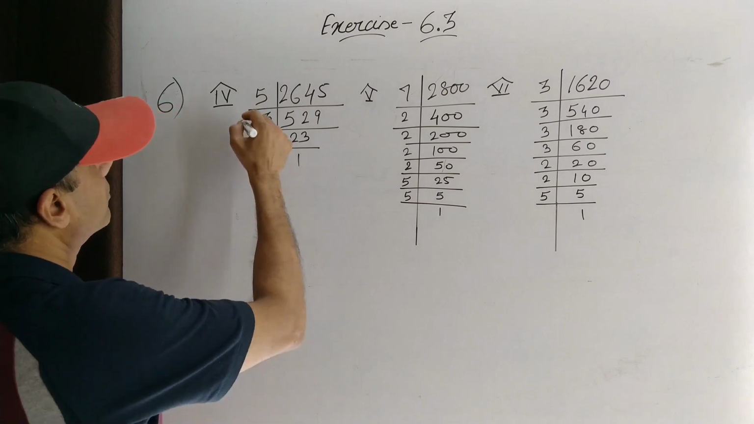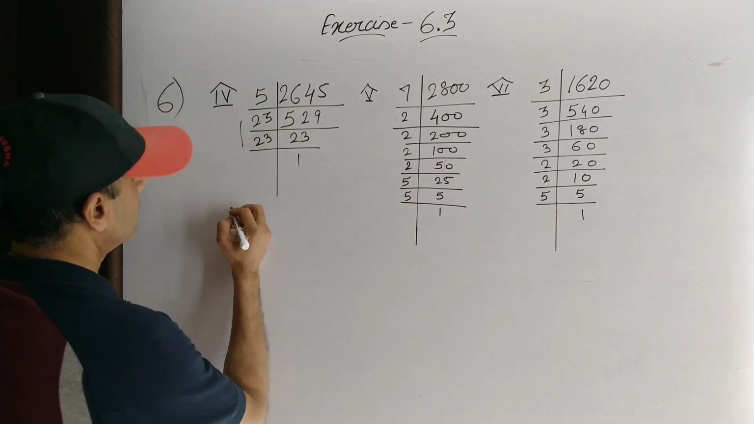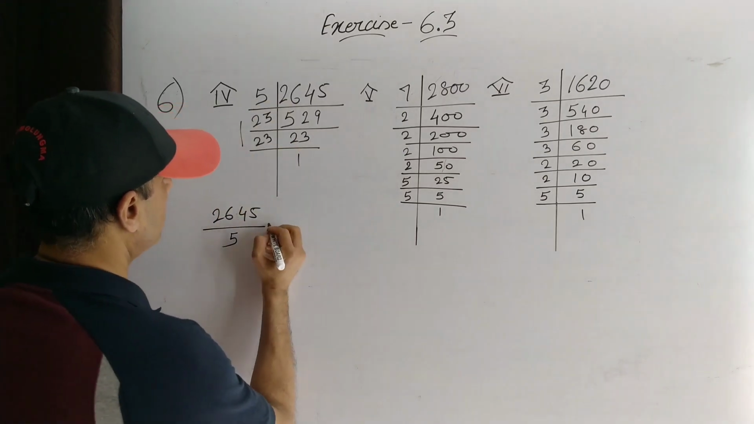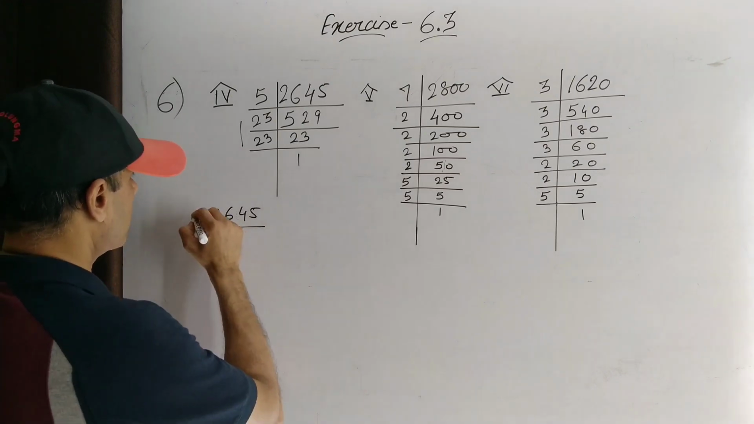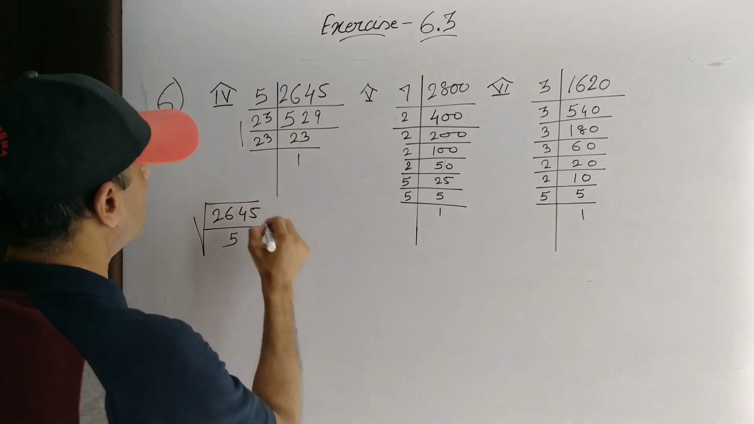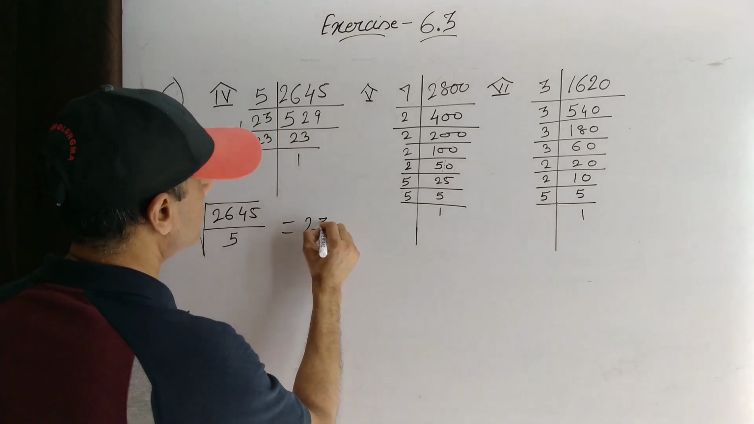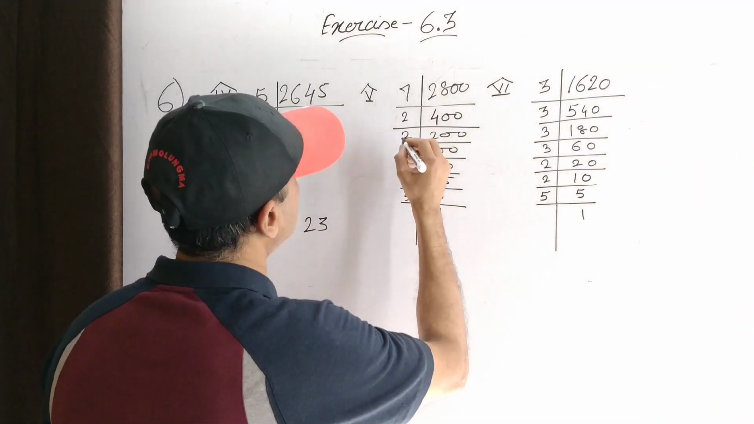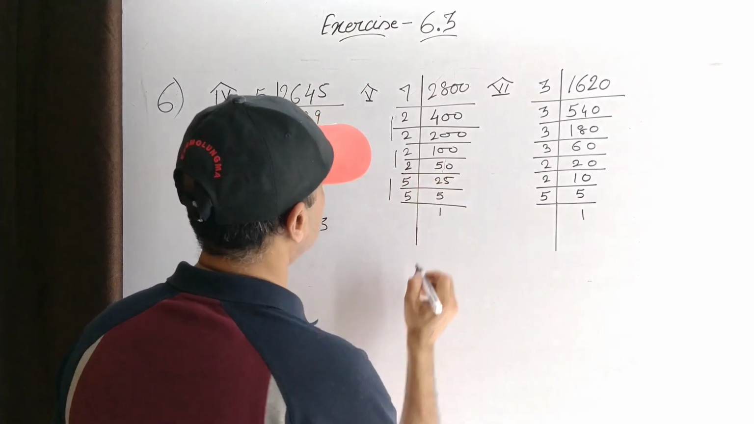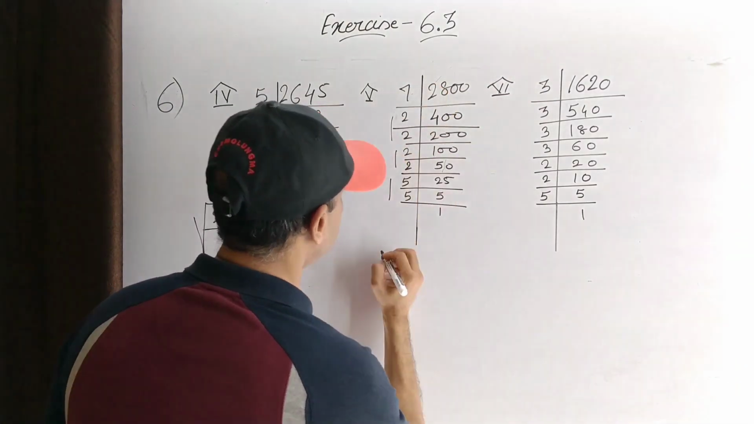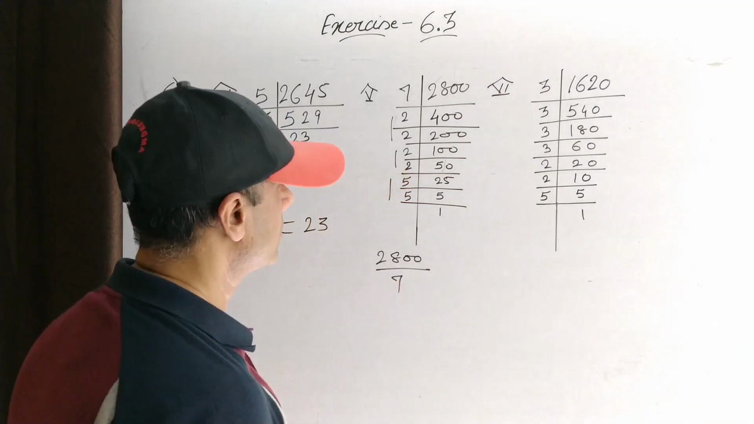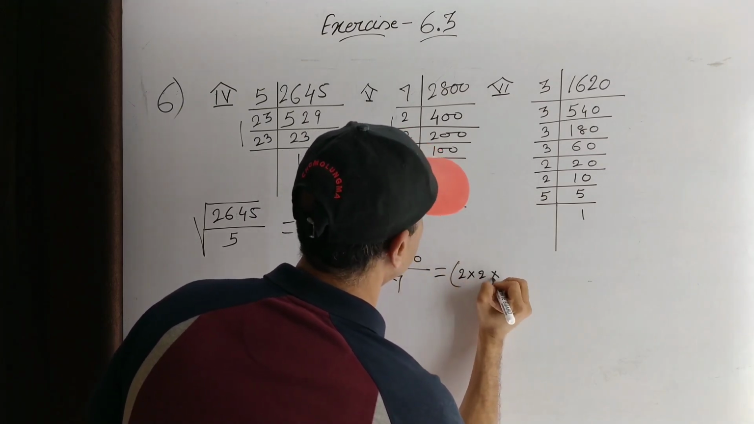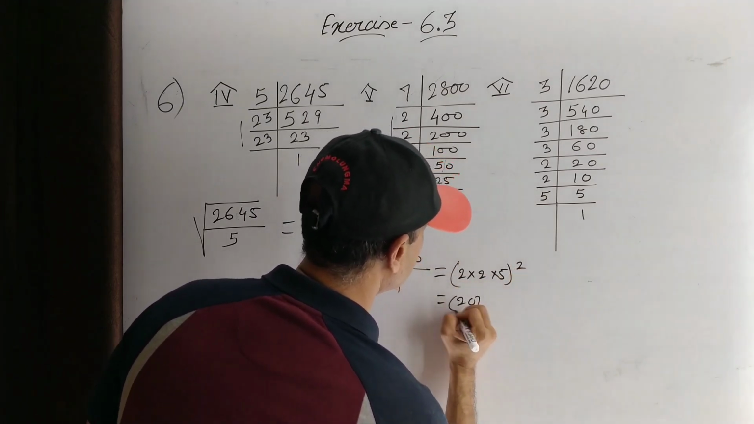In this case we have got 23 in pair, so if we divide 2645 by 5, which is not in pair, we'll get a perfect square, and the square root of this number will be 23. Clear? In this case we have got 2 in pair, 2 in pair, 5 in pair, so 7 is not in pair, so you can divide this number with 7 to get a perfect square, and this can be written as 2 into 2 into 5 whole square, that means 20 whole square.